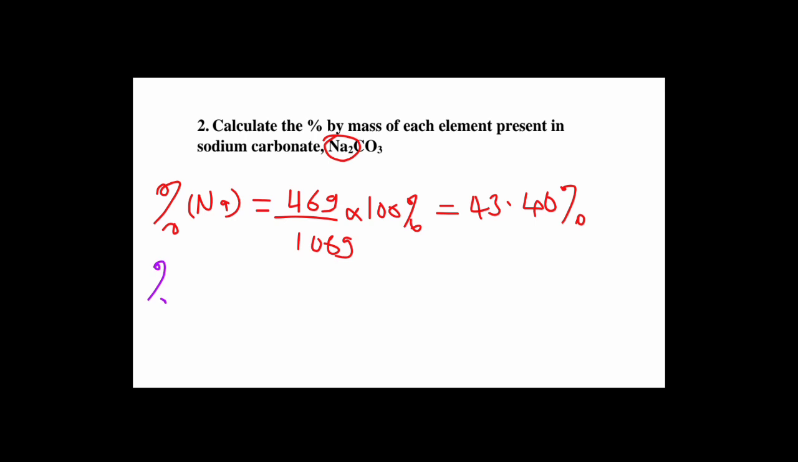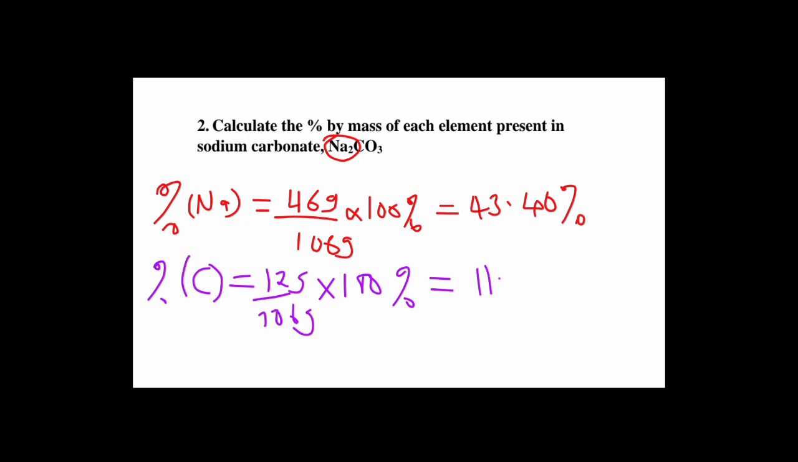carbon. Carbon, we are going to say carbon equals, we have 12 as the mass over 106 grams times 100%, guys, where our final answer is going to be 11. Use your calculators, guys, to confirm the answers. 11.32%.